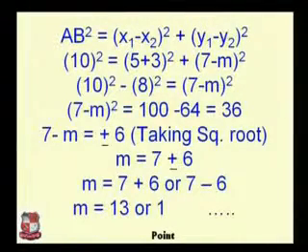So taking the square root on both sides, we get 7 minus m is equivalent to plus or minus 6. Now 7 is going to the right hand side, so we have m is equal to 7 plus or minus 6. Finally we have m is equal to 7 plus 6 or 7 minus 6. So we get m is equal to both values, 13 or 1.